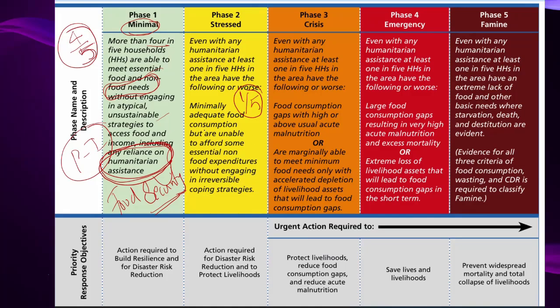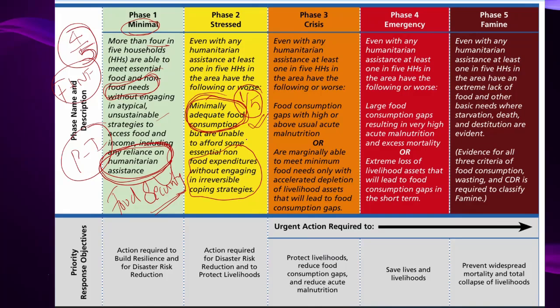What are those? Minimally adequate food consumption. Yes, food consumption is there, but they are unable to afford some essential non-food expenditures. In the first phase, they are able to meet both food and non-food needs without any humanitarian assistance. But in the second phase, we have humanitarian assistance, and even here 1 in 5 households are only able to meet adequate food consumption, but not the non-food expenditure. So this is classified as the second phase, the stressed phase.